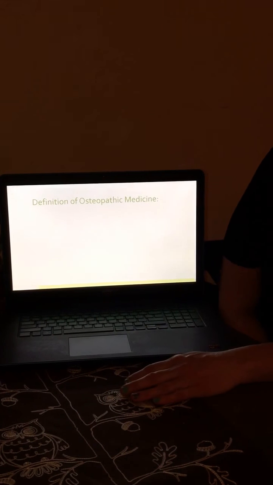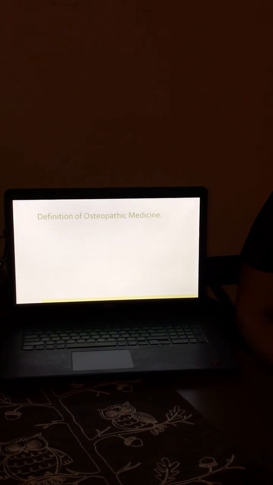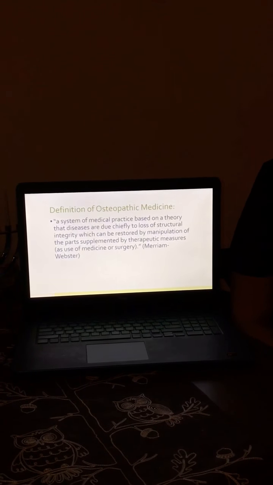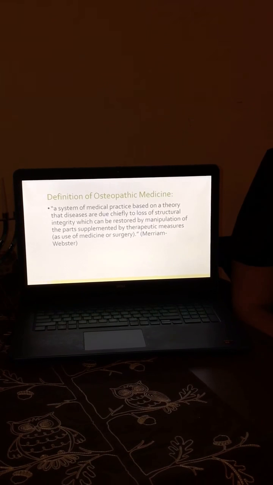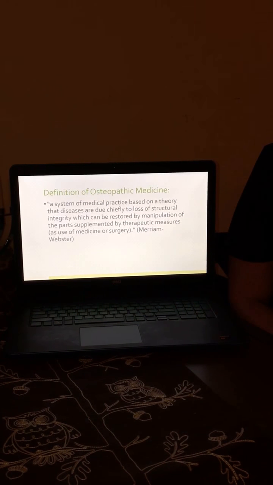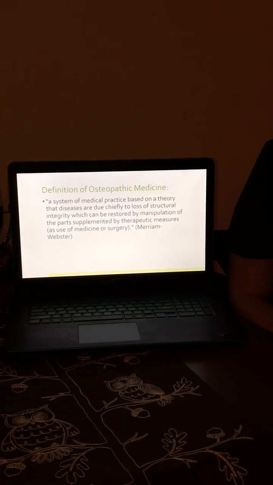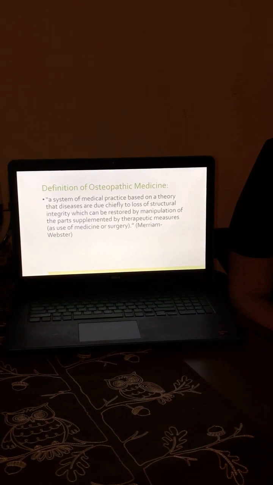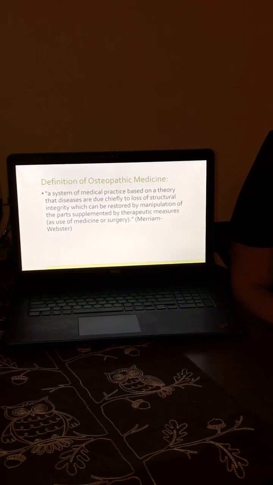Then we go on to the definition of osteopathic medicine. Osteopathic medicine, as defined by Merriam-Webster, is a system of medical practice based on a theory that diseases are due chiefly to loss of structural integrity, which can be restored by manipulation of the parts supplemented by therapeutic measures as use of medicine or surgery.